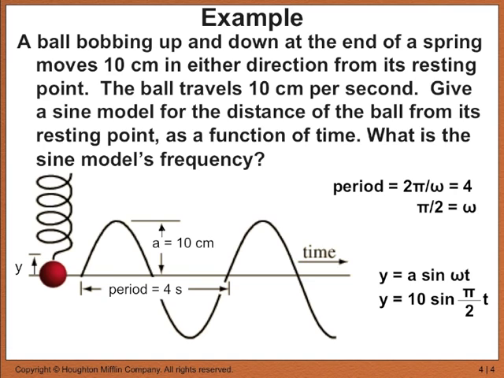Then the final question is, what is the sine model's frequency? Well, that's easy, right? It's just 1 over the period. And so we have 1/4 cycles per second. Remember that since period is in units of seconds per cycle, frequency is the flip of that, the reciprocal of that, so it's cycles per second. And 1 over 4 is 1/4, so we get 1/4 cycles per second.